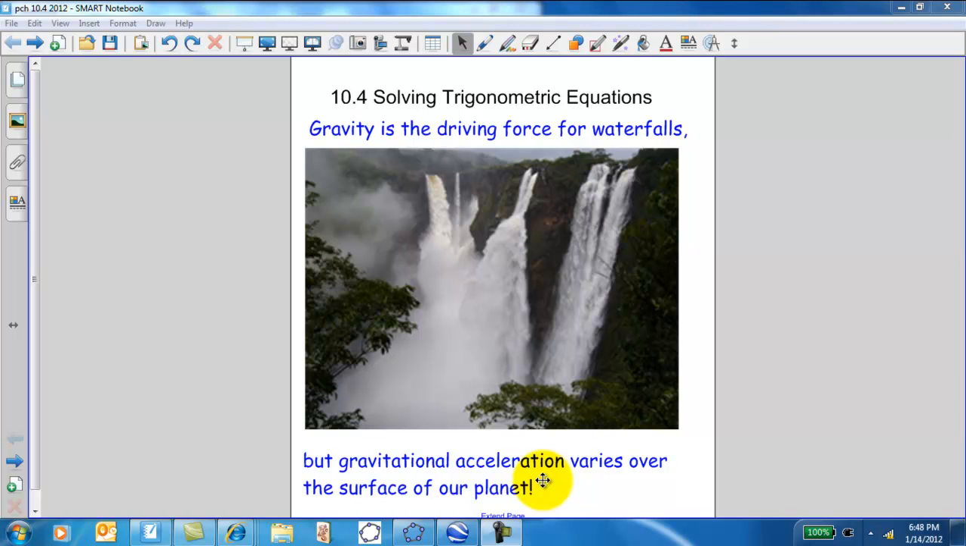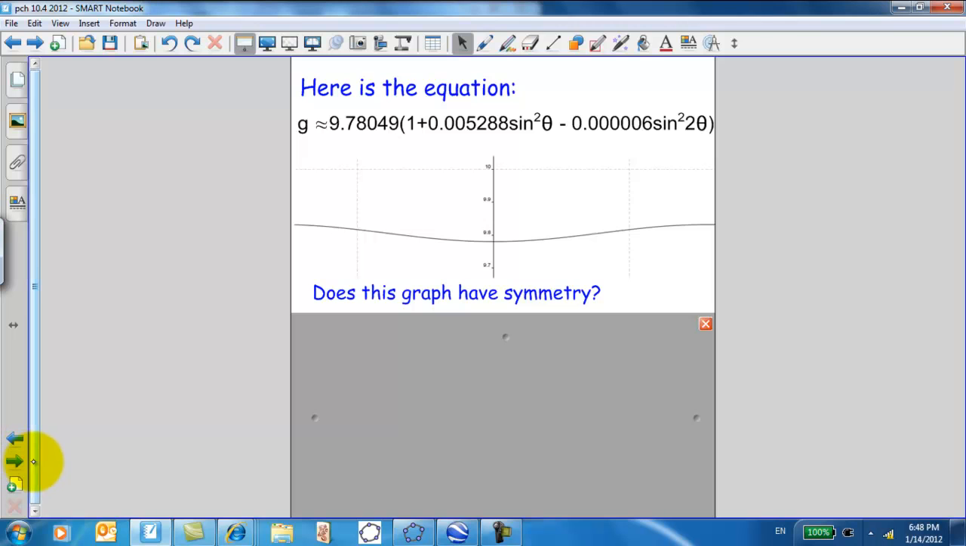Gravity is the driving force for waterfalls, but gravitational acceleration varies over the surface of our planet. And not by much, but because the Earth is somewhat squashed, it's not a perfect sphere, you don't have the same distance from the center everywhere. So here's the equation. It's an approximation equation. It involves sine of theta and squarings and so forth. And I graphed it on GeoGebra, and you can see that slight variation here.